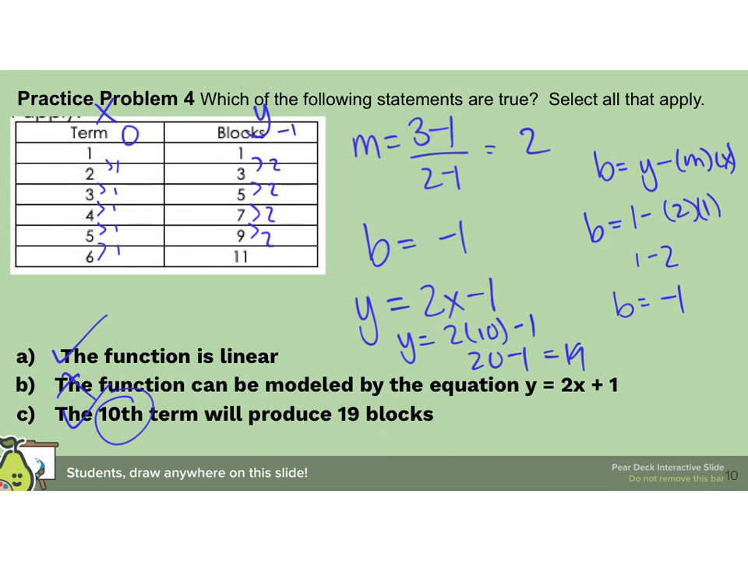Now it's time for your exit ticket. You're going to follow these same steps. Find the m, find the b, write the equation. Then, if there's an extra number, decide if you're plugging it in as your x or your y into your equation.